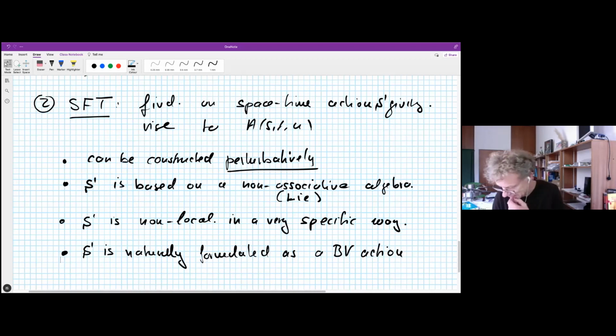I'm not entirely sure. Okay, so what I would like to do in the following is describe a little bit this construction, and then we will see how these points come about in the construction. But let me see first if there are any comments, questions.